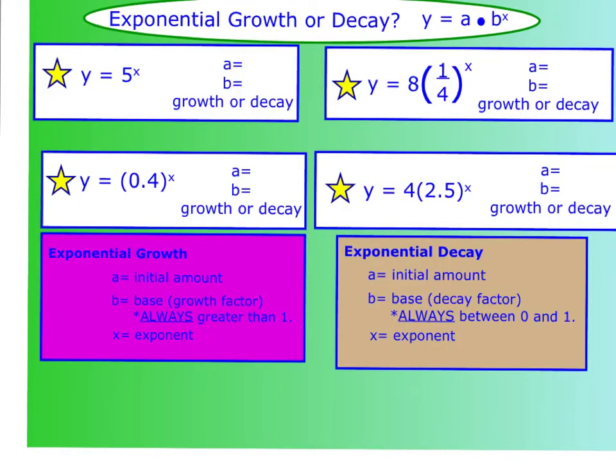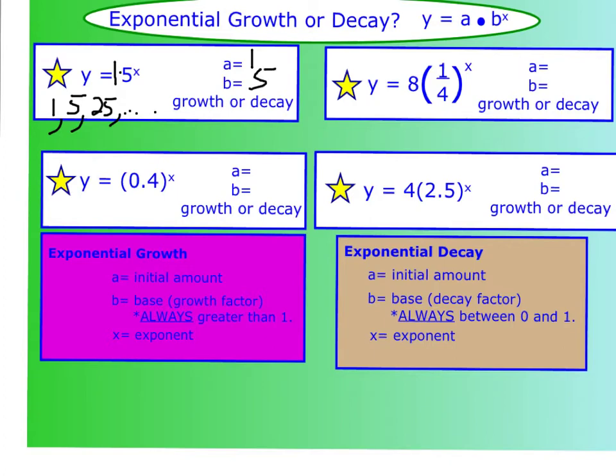On this slide, I just want to practice identifying what the A is, what the initial amount is, and what the B is, the base, which remember is your common ratio. And then if it's growth or decay. So let's start with this one. There's nothing in front of our B. This is our B. There's nothing there. So if there's nothing there, it's an invisible 1. So the initial amount, they start with 1 in the pattern, and they multiply by 5 each time. So the pattern will look like that and keep going. And the base is 5.